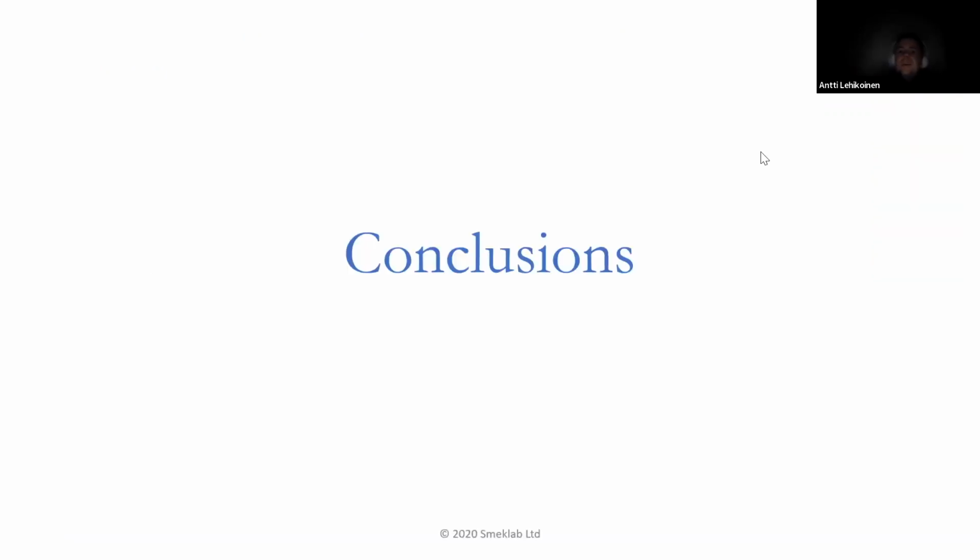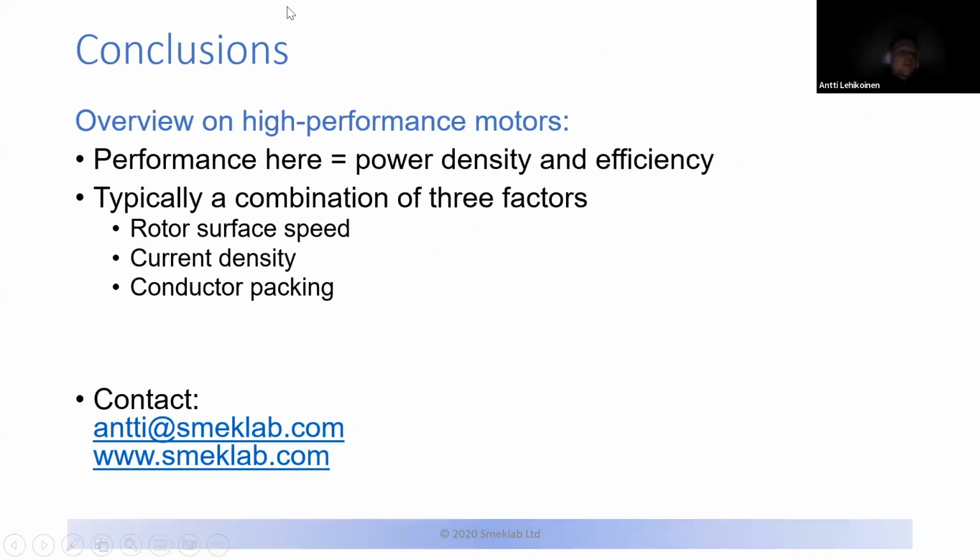So we are nearing the end. Let's move on to the conclusions. These are very short. So basically what I showed you was an overview of high performance machines, electric motors and generators, defined as machines combining a high power density to high efficiency.